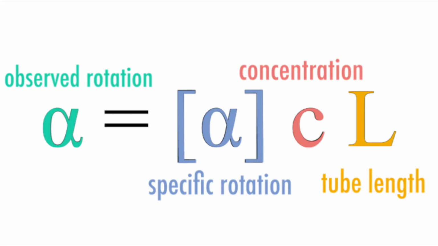In order to define the relationship between a concentration and an observed rotation and specific rotation, we will make a best fit line on Excel. We're going to measure the observed rotation with a polarimeter at different concentrations of an unknown sample.